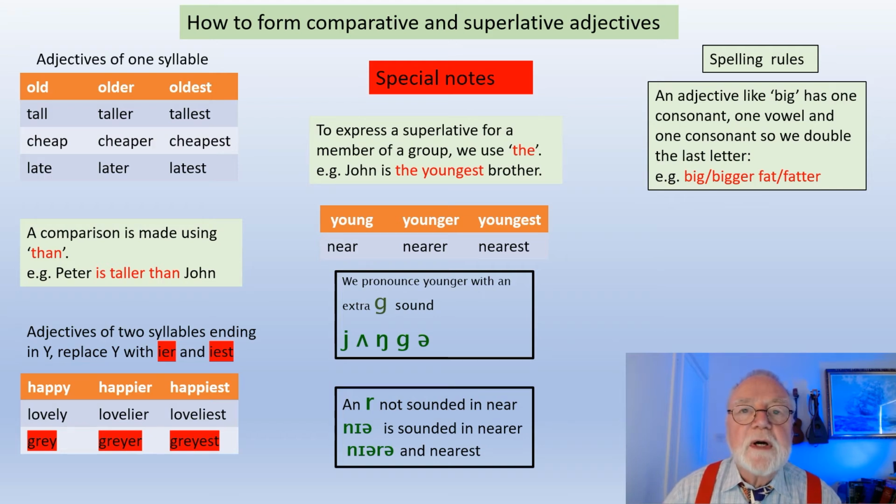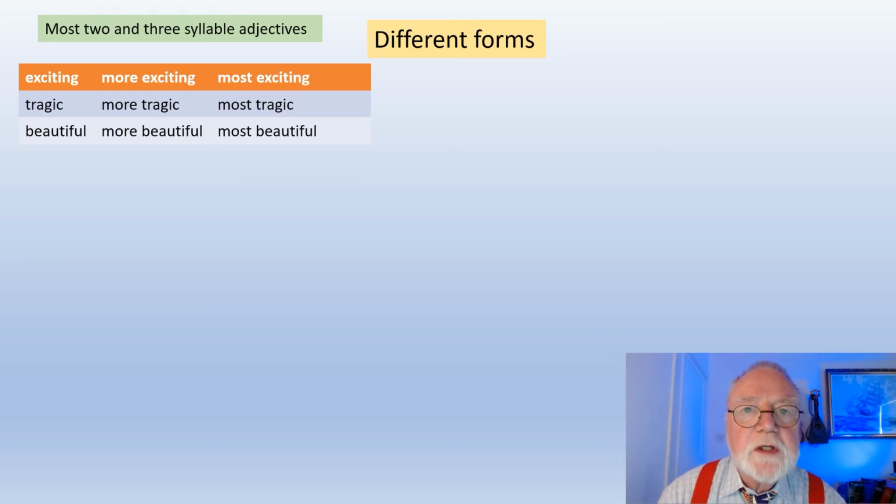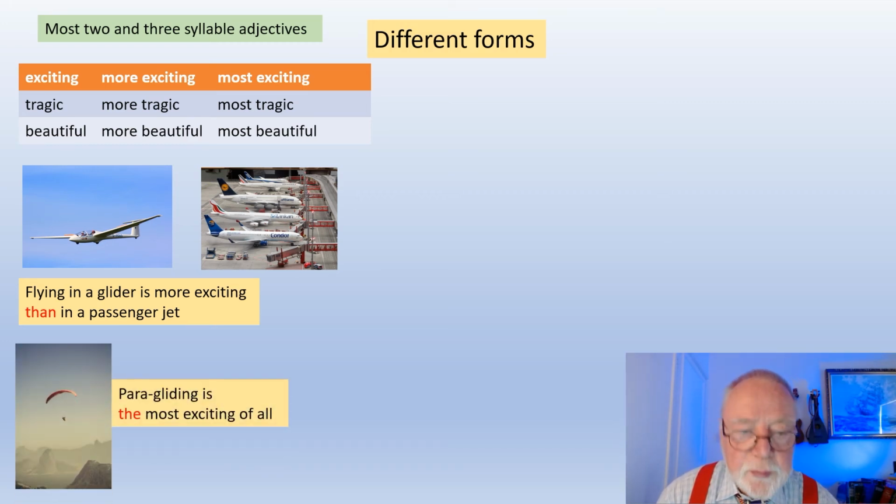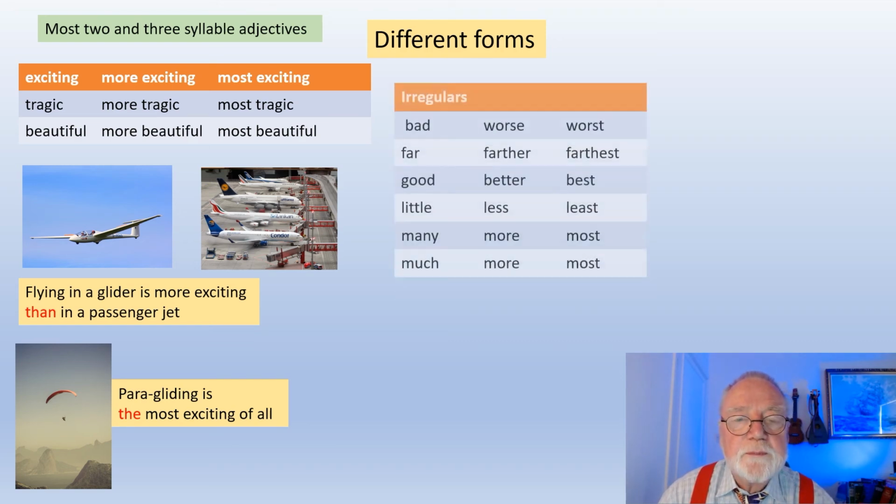And now let's have a look at some adjectives with 3 syllables. I'm going to include both 2-syllable and 3-syllable adjectives here because they tend to follow the same rules. We use the word more and most, as you can see: exciting, more exciting, most exciting. So we could say flying in a glider is more exciting than in a passenger jet. And to use the superlative, paragliding is the most exciting of all.